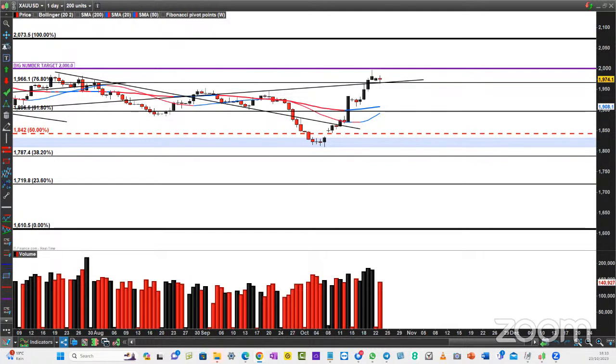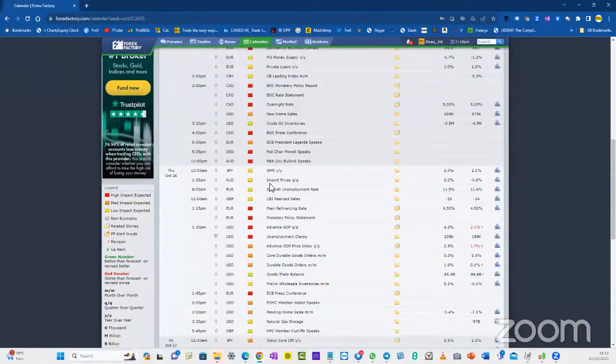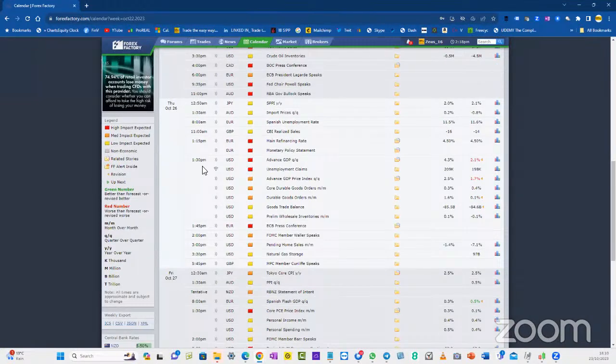We've got CAD rates this week as well. Yeah, ECB, 1:15 London time on Thursday, and the consensus for GDP on the US on Thursday. So you can see there's a lot of data this week. So here we are, GDP 1:30 London time on Thursday. We're looking for 4.3%.